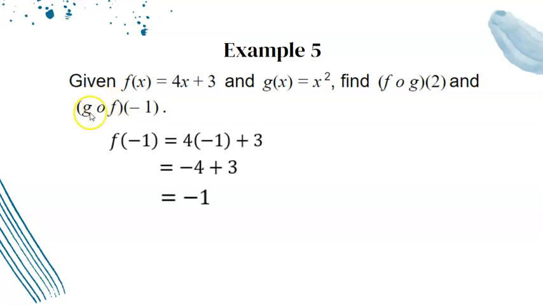Now I'm going to take that answer and plug it into g. So I'm finding g of negative 1. Well, when I put it in, I want to put it in parentheses, so negative 1 squared, and that means negative 1 times negative 1. Two negatives make a positive. So I get positive 1. And this is my final answer.